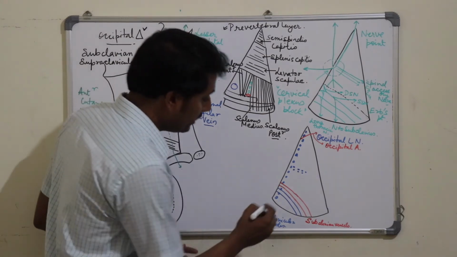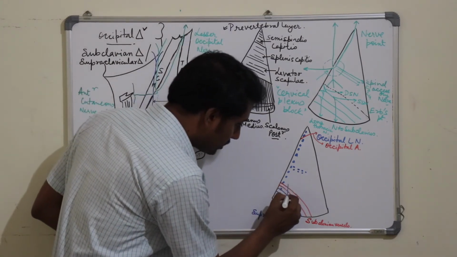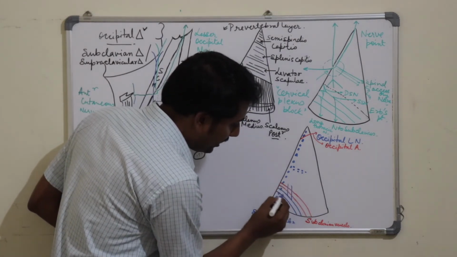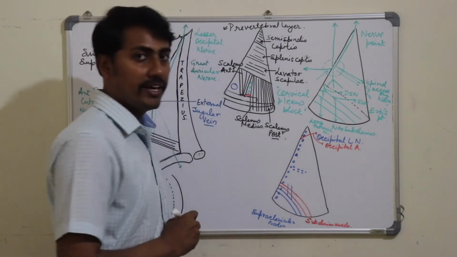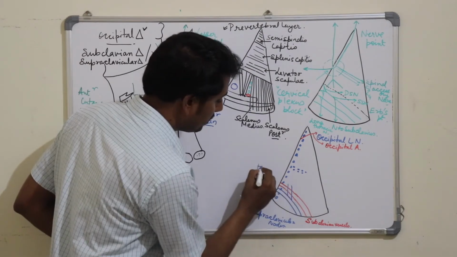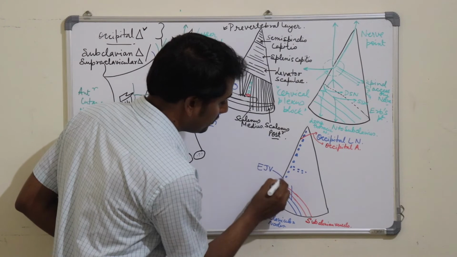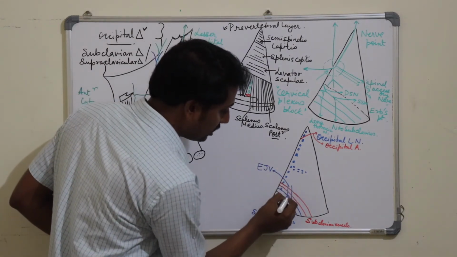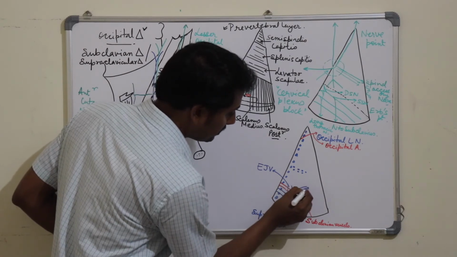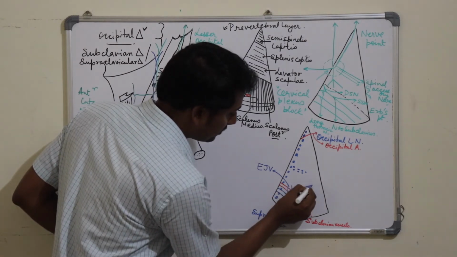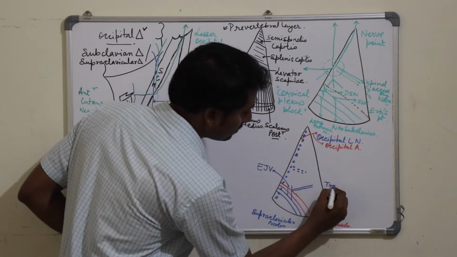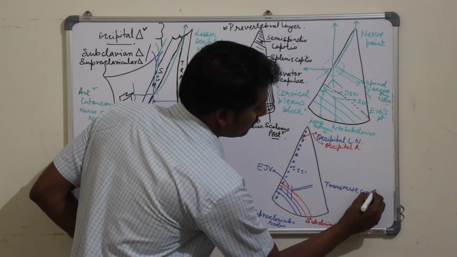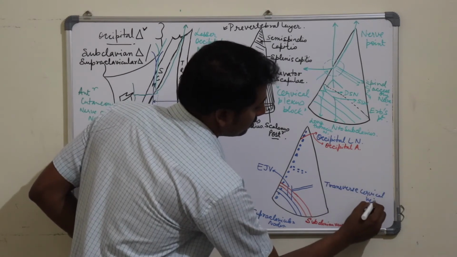The next vein is the terminal part of the external jugular vein, which was piercing the deep fascia and draining into the subclavian vein. So this was the external jugular vein. Another vein which is draining into this external jugular vein is the transverse cervical vein. So this is the transverse cervical vein.